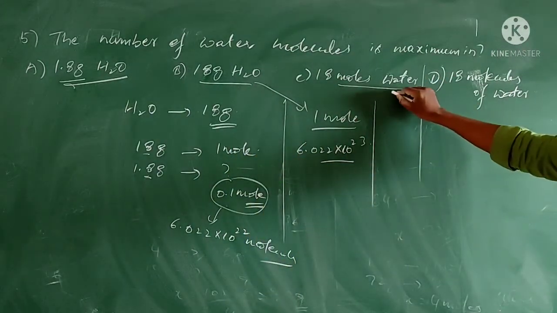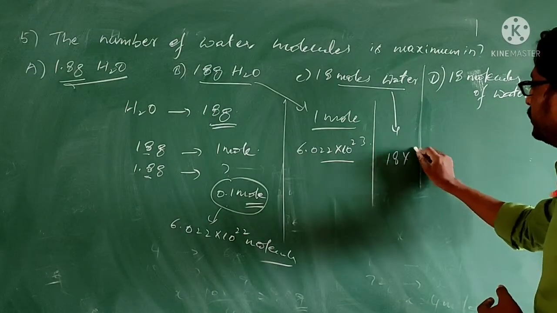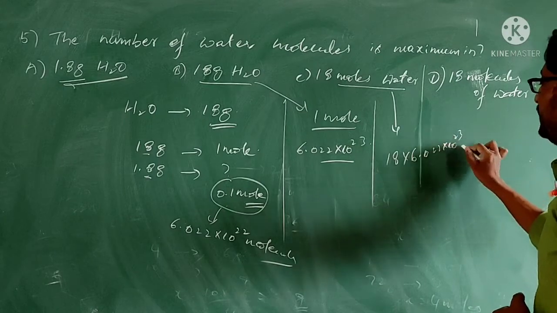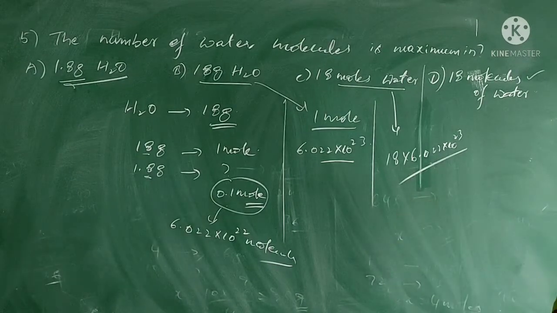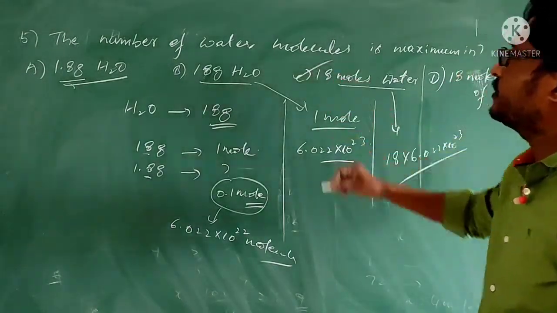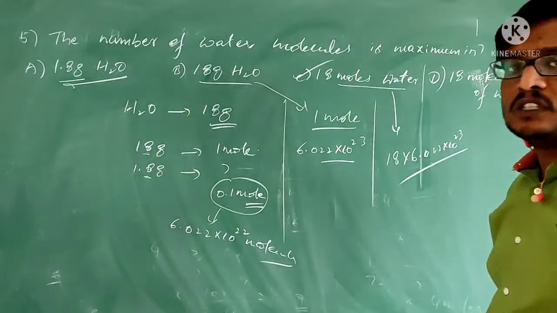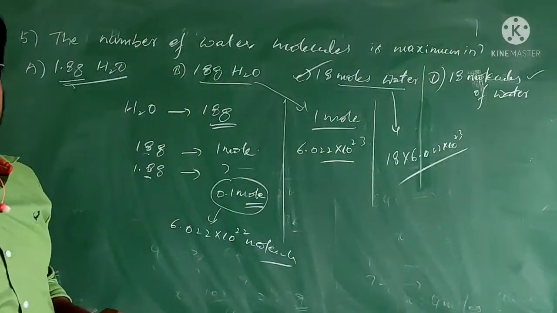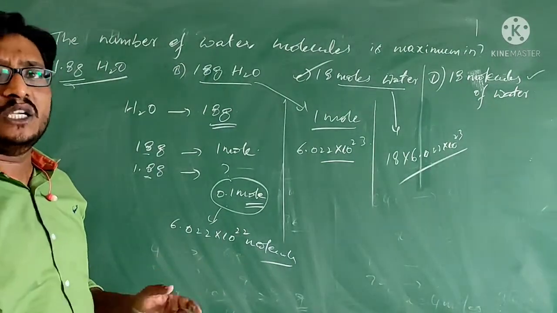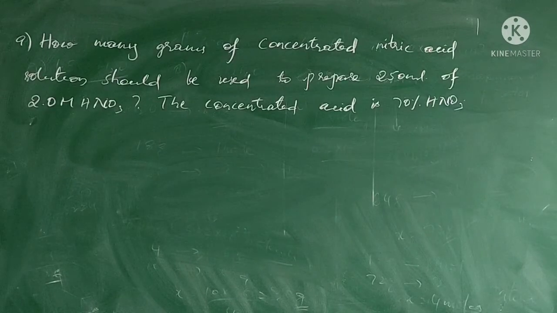Next, 18 moles of water. How many molecules do these 18 moles of water represent? 18 into 6.022 into 10 to the power 23 molecules of water. And option D is 18 molecules of water. From this you can easily understand which has the highest number of water molecules: 18 moles of water. I have converted these grams into moles so that you can correlate. It will be easy to relate the other options, and we can get the answer. So option C will be our answer. Please take that.